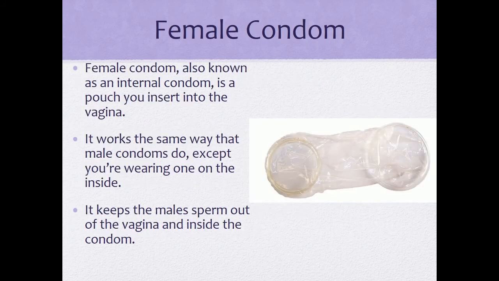Female condom. Female condom, also known as an internal condom, is a pouch you insert into the vagina. It works the same way that male condoms do, except you're wearing one on the inside. It keeps the male sperm out of the vagina and inside the condom.